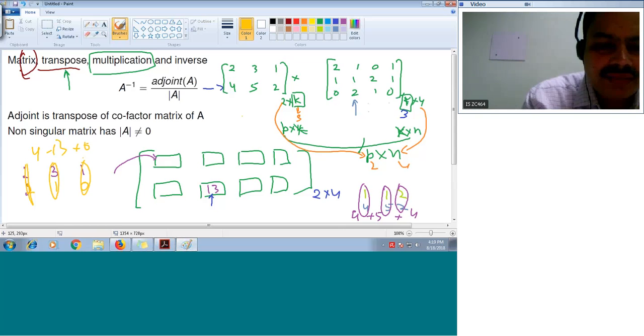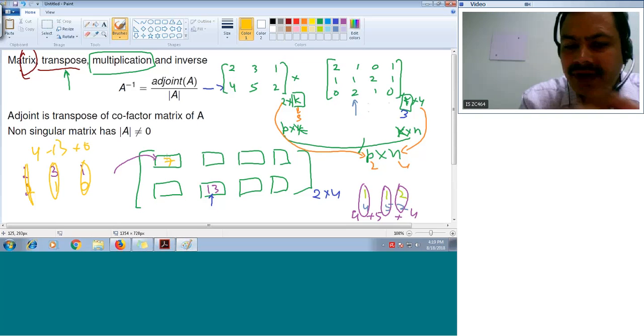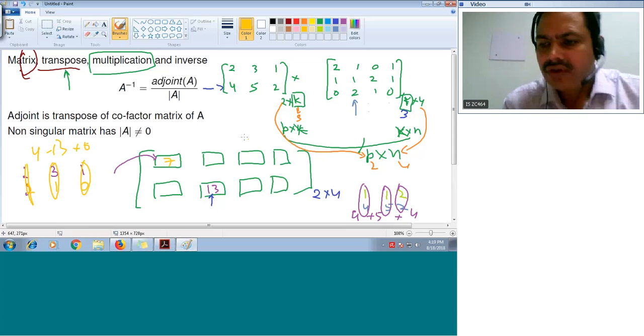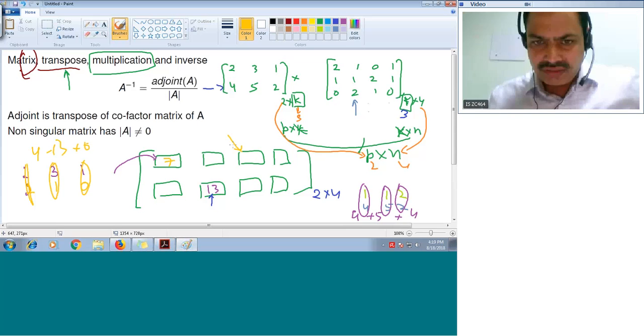It is 7. Okay, you get the 7 over here. So everybody can find this value. Are you with me? If you are with me, can you tell me this value? Okay, I just want to find out.